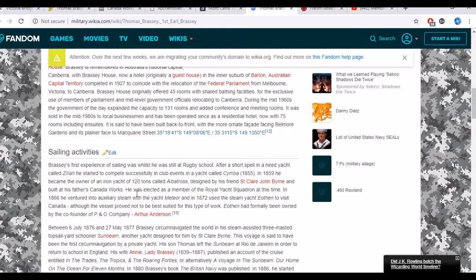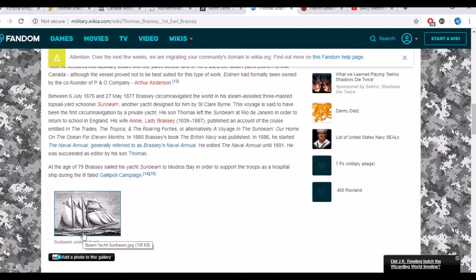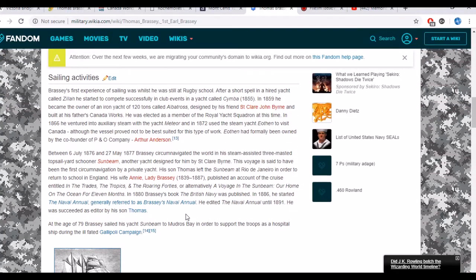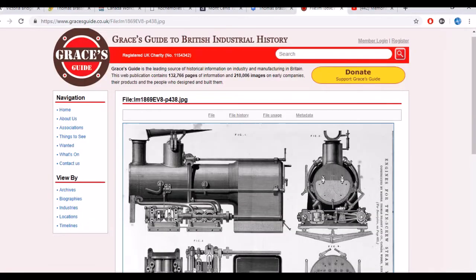And he had a friend called St Clare John Byrne who built yachts, and he built them up at Father Brassey's Canada Works up in Birkenhead. It's fantastic. So what a great coincidence. So he had a yacht called Sunbeam, and these yachts were pretty much like the planes. You can't find any of them. The trains, you can't find any photographs of them anywhere.